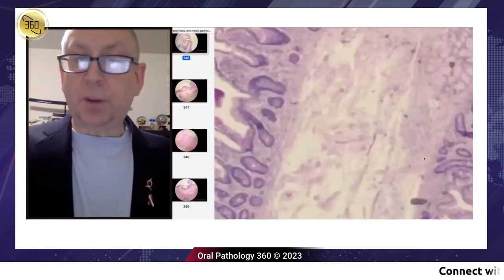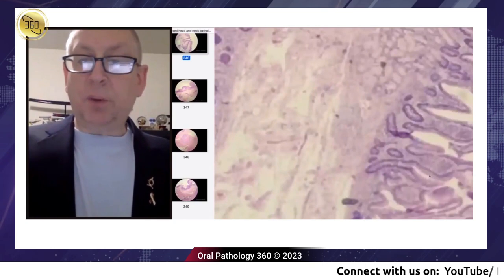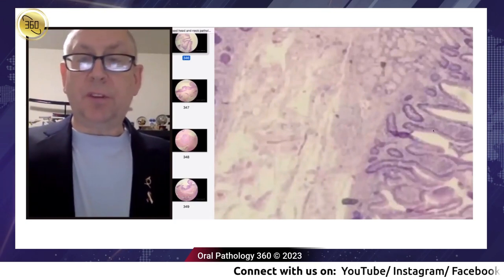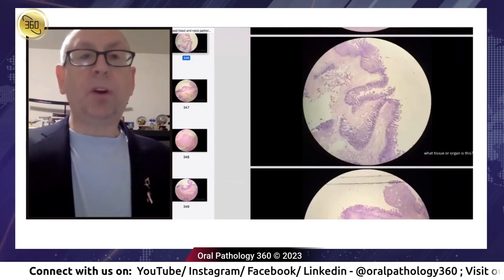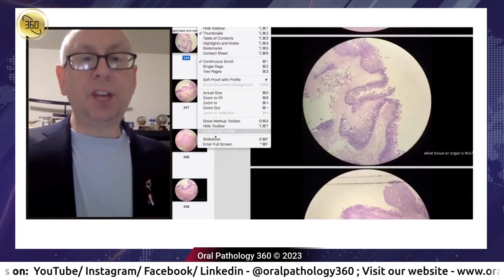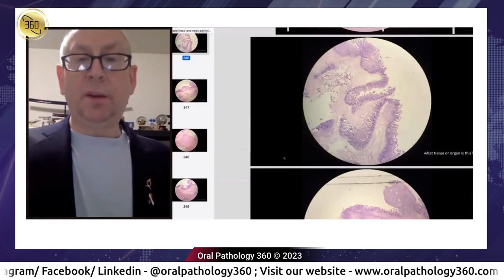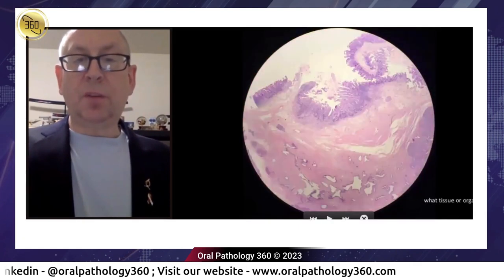It's kind of blurry, but these are all big, tall sort of goblet-type cells. So we were actually in the colon here. Now, the question is, what part of the colon am I in? I'm going to tell you, based on the histology, I can tell you what part of the colon we were in. So we're going to go back to the slideshow.